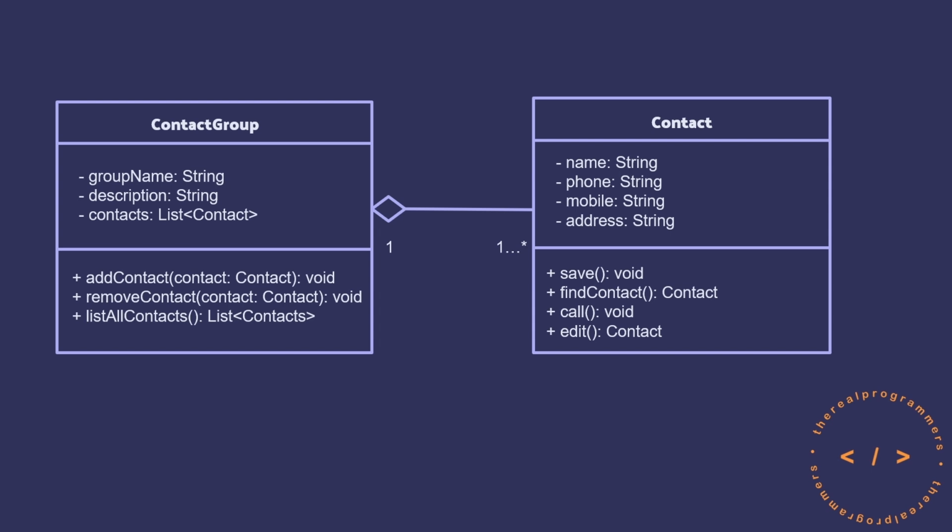Multiplicity in case of aggregation can also be indicated the same as in case of association. In this example, 1 is marked near the contact group class and 1..star near the contact class. This would mean that one contact group class can contain any number of contact class objects, but at least one object of contact class is required.